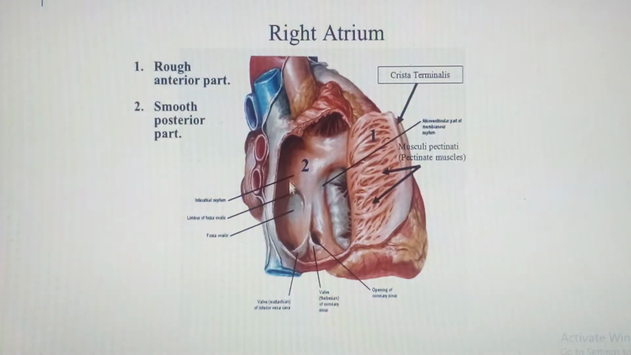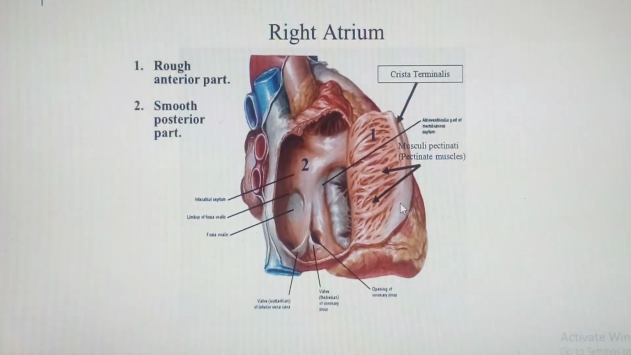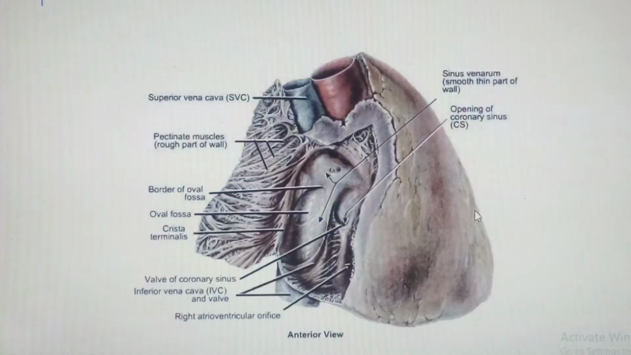Remember, in the right atrium of the heart, we are going to have this smooth part and this rough part. The rough part is anterior, the smooth part is posterior. The rough part is the atrium proper. The smooth part is derived from the sinus venosus, so that it becomes the sinus venarum, the posterior part, and they're separated by what we call the Crista Terminalis.